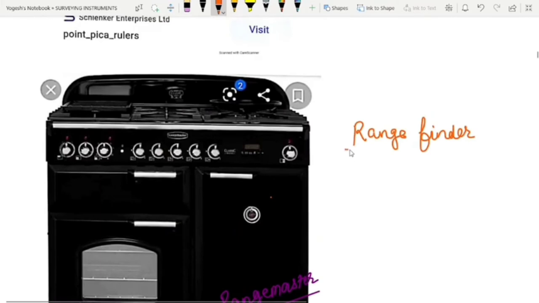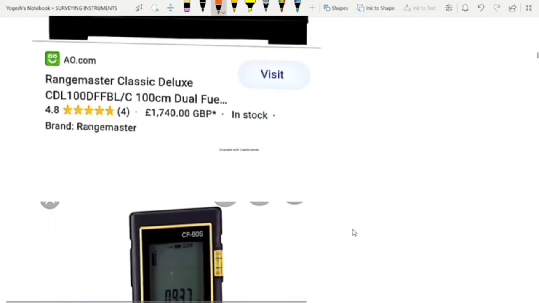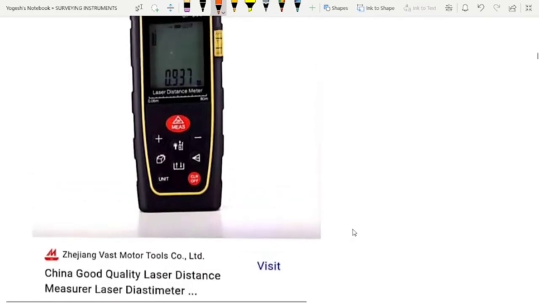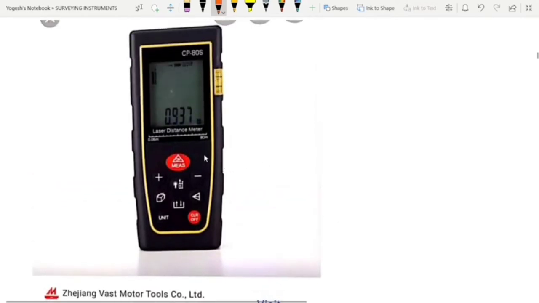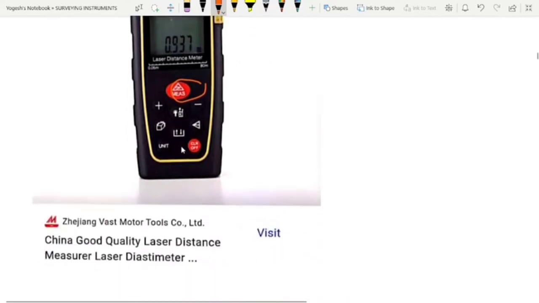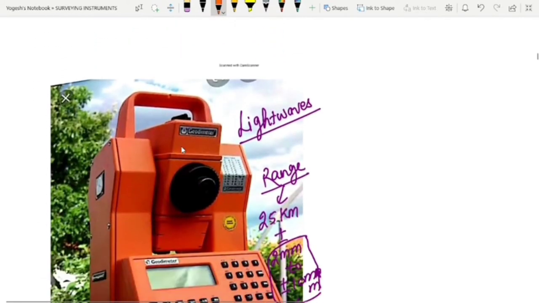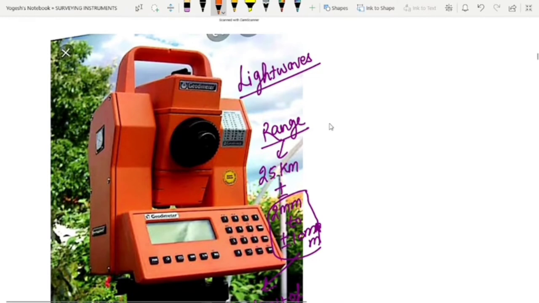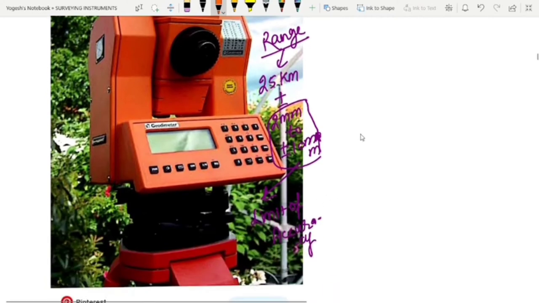Or for ranging purposes it is used. This is basically the electronic distance meter. Directly by pressing this button, we can measure the distance or the height of a particular point without chain or tape. Light waves are used by the Geodimeter 510, which uses light waves as its carrier waves, whose range is 25 km, with plus minus 2 mm to 10 mm as its limit of accuracy.